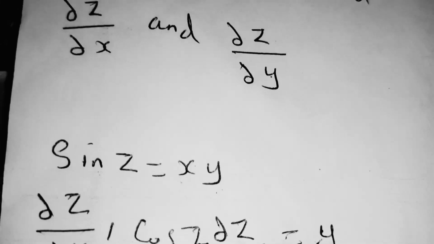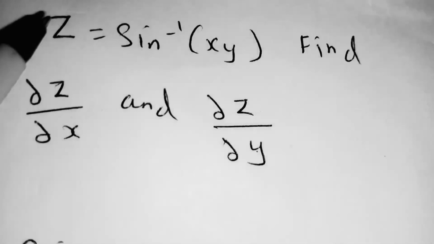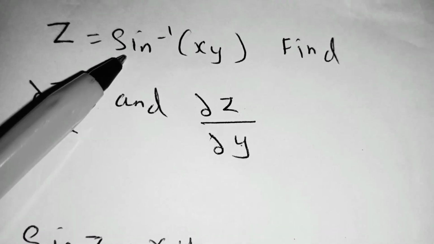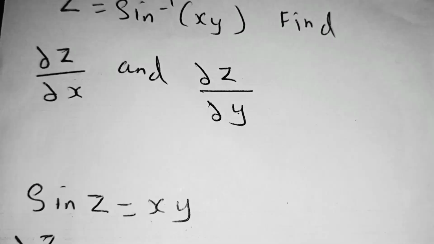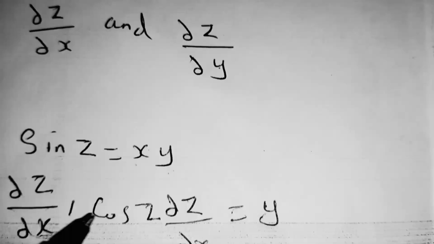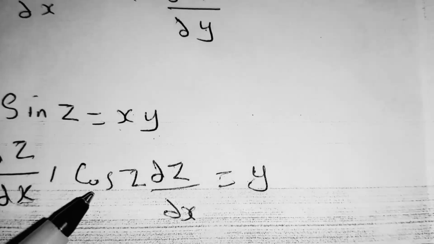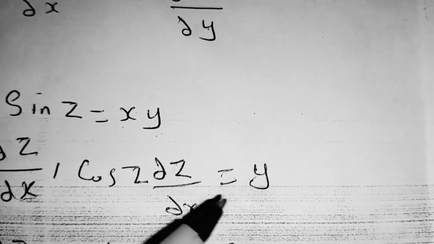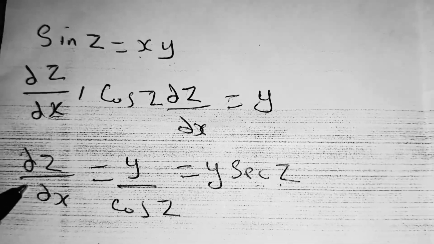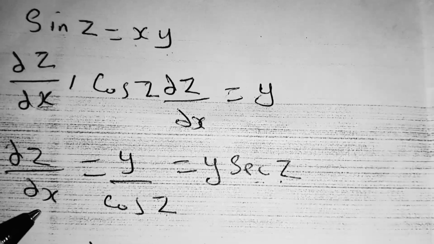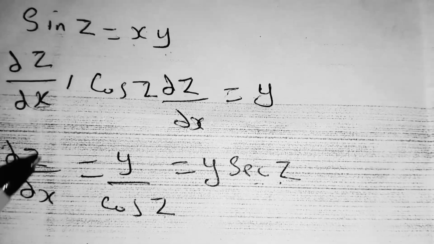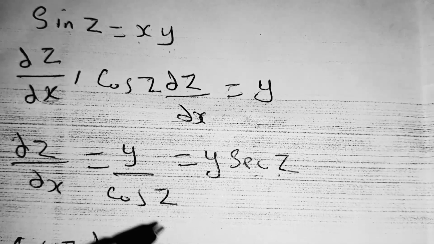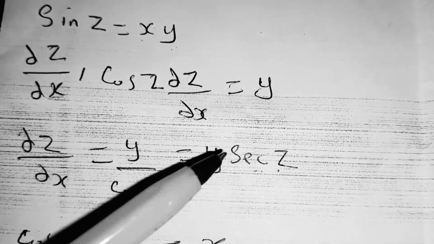We can recap before we wind up this video. The first stage is you multiply by sine on both sides, so that you do away with sine inverse. And when you do that, you have sine of z equal to xy. Then taking the partial with respect to x, it will be cos of z multiplied by the partial of z with respect to x, which is equal to y. Then from there, you have the partial of z with respect to x by dividing by cos of z on both sides, which is equal to y over cos of z. 1 over cos z is the same as sec z.